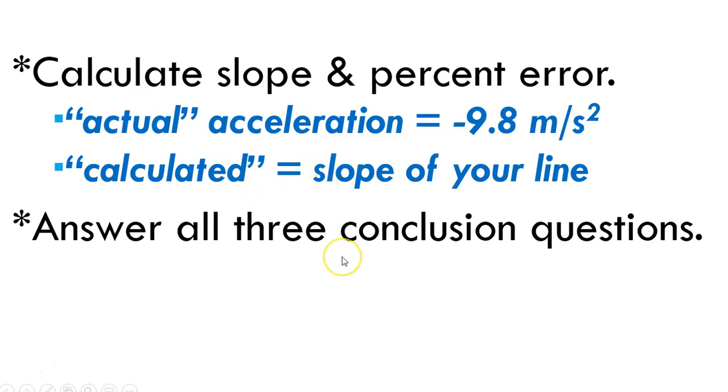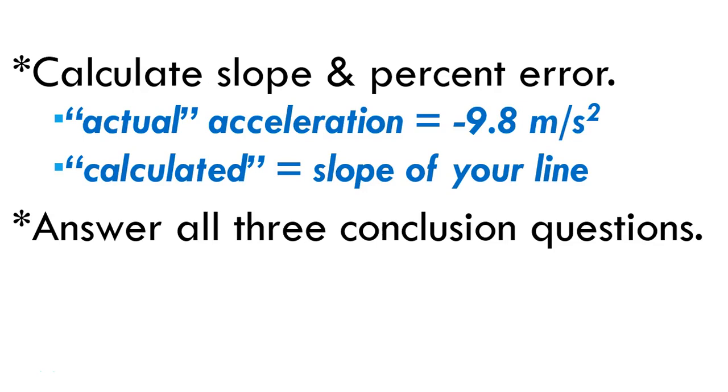And then the third question talks about, well, why didn't we get exactly negative 9.8 meters per second squared? That's what we call our sources of error. What are some things that could have affected our results? That doesn't mean that you calculated something wrong or you made a mistake. If you make a mistake in a lab, go back and fix it. Do it the correct way.